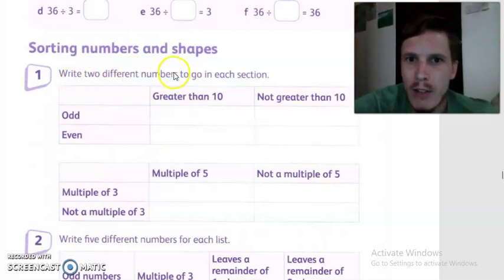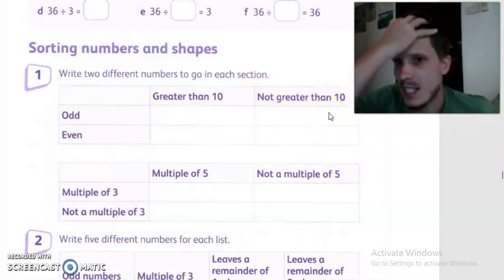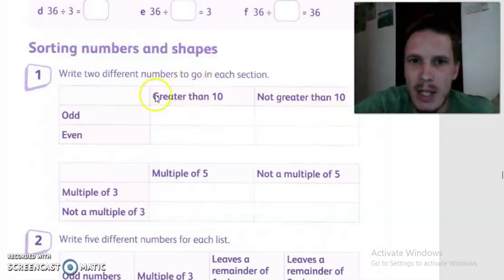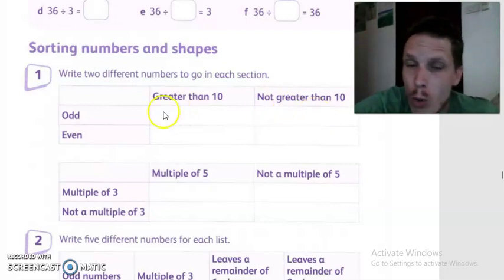So we need to write down two different numbers to go in each section of the Carroll diagram here for number 1. We need a number which is greater than 10. That means a number that's higher or bigger than 10. And a number that is not greater than 10, so for this one, we need a number that is less than 10. Okay. So for greater than 10, we need a number that's 11 or higher, and for not greater than 10, we need a number that is 9 or lower. So we need two numbers for each of these columns, greater than 10 and not greater than 10.